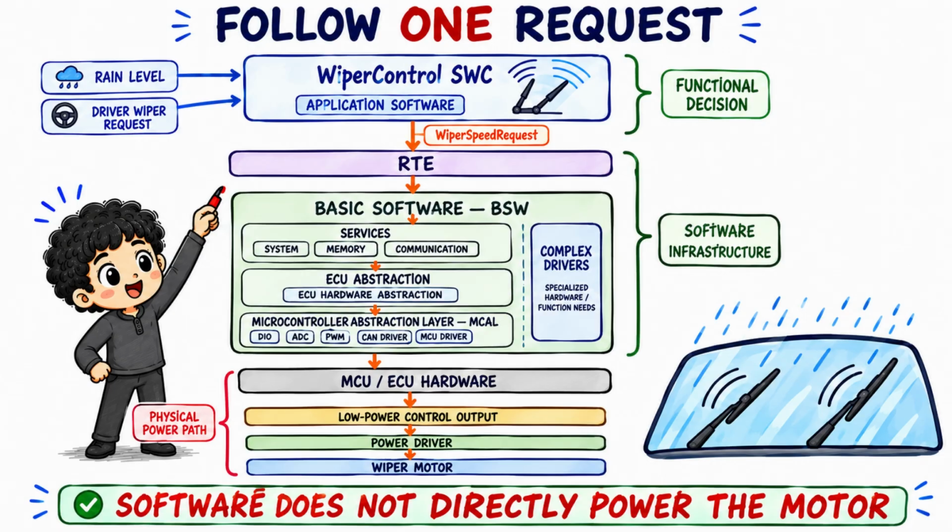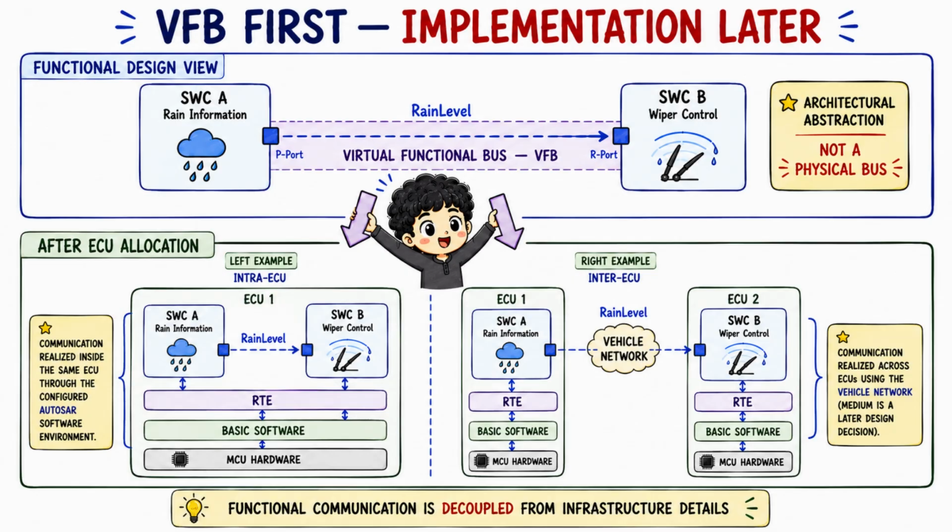And remember our physical rule: the microcontroller does not directly provide the power required by a wiper motor. The low-power control signal ultimately operates appropriate driver or power electronics, which then control the physical motor. That single example already separates functional logic from software infrastructure and electrical power hardware. There is another AUTOSAR Classic platform concept that explains why this separation works so well.